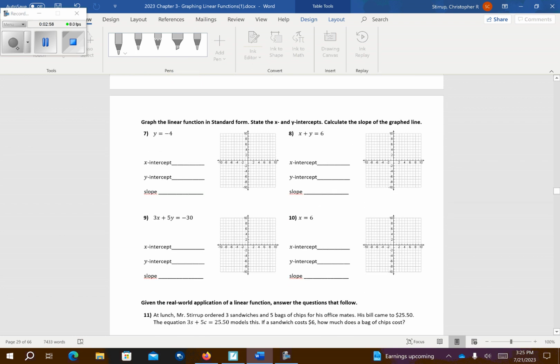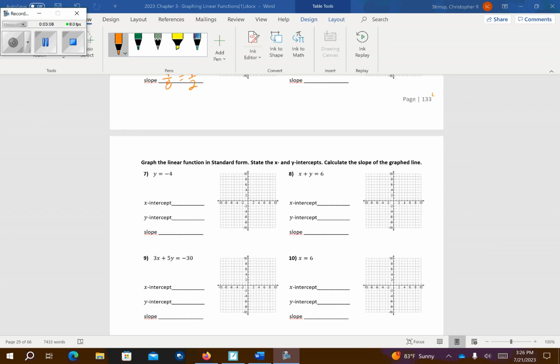Number 7. So y equals negative 4. Y equals negative 4 is just going to be a line that looks like this. So it's a horizontal line because it's y equals, which looks like that. This doesn't have an x-intercept. It has a y-intercept at 0, negative 4. The slope of a horizontal line is 0. If it's a vertical line, it's undefined.